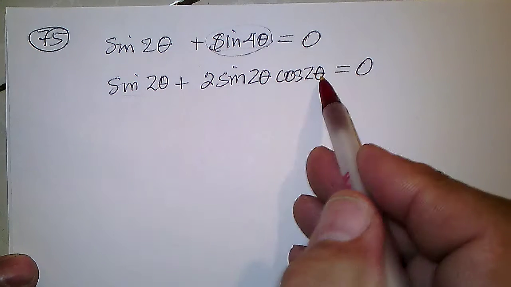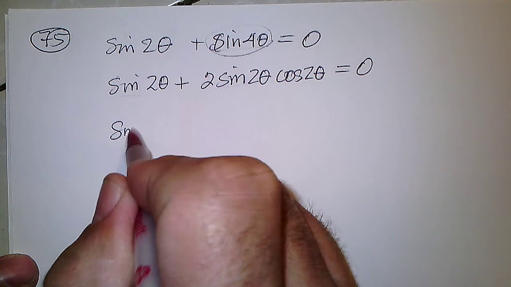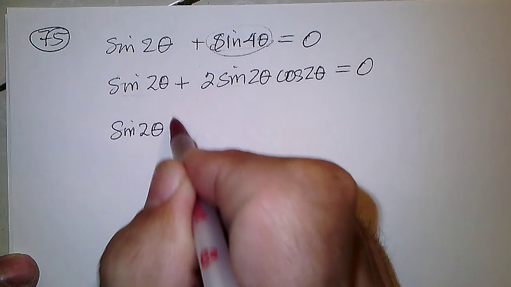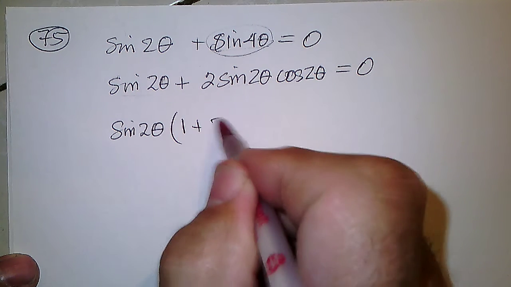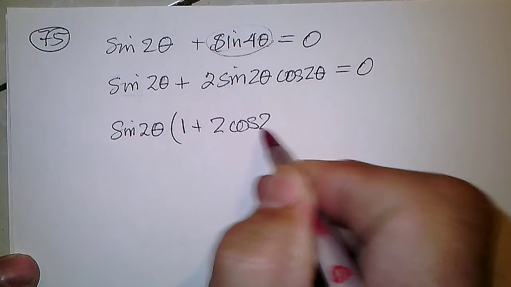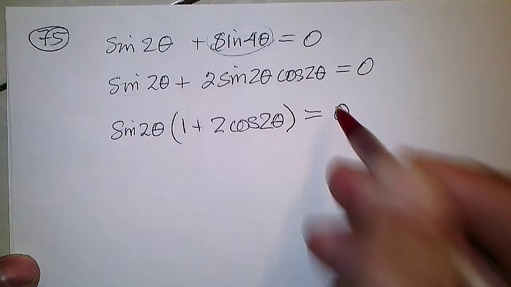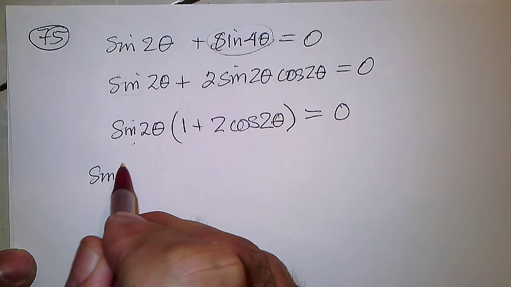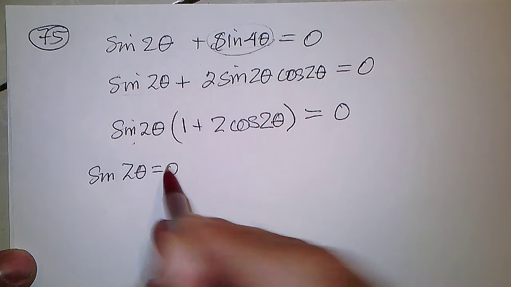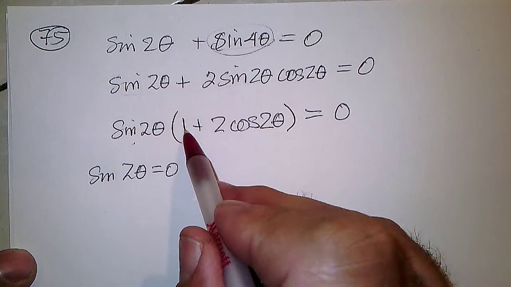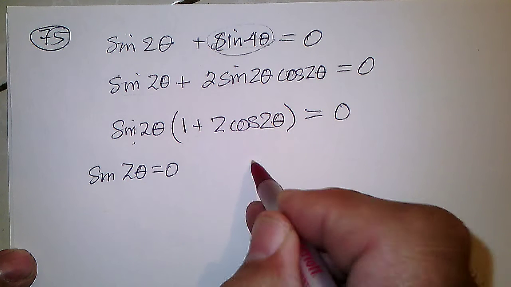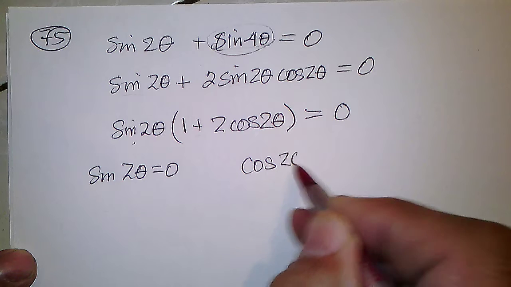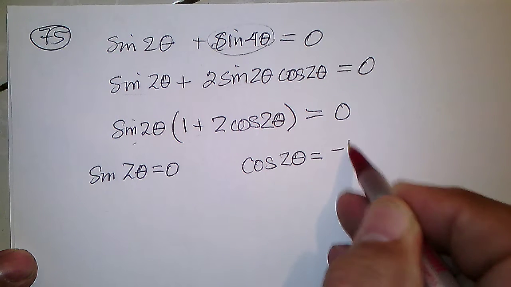I can factor out sine of 2 theta: sine 2 theta times 1 plus 2 cosine 2 theta. And if this is going to equal 0, then either the sine of 2 theta has to equal 0, or if 1 plus 2 cosine 2 theta equals 0, I subtract the 1, divide by 2, so the cosine of 2 theta would have to be minus 1/2.